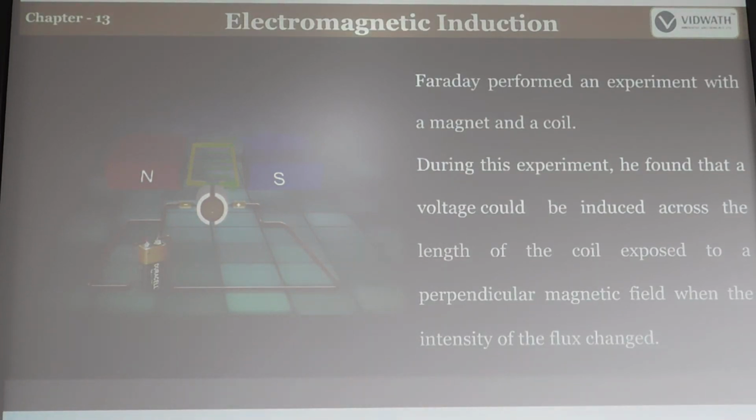In this experiment, we found that the voltage could be induced across the length of the coil exposed to the perpendicular magnetic field when the intensity of the flux is also changing. So the voltage varies because of the induced current in the length of the coil perpendicular to the magnetic field.